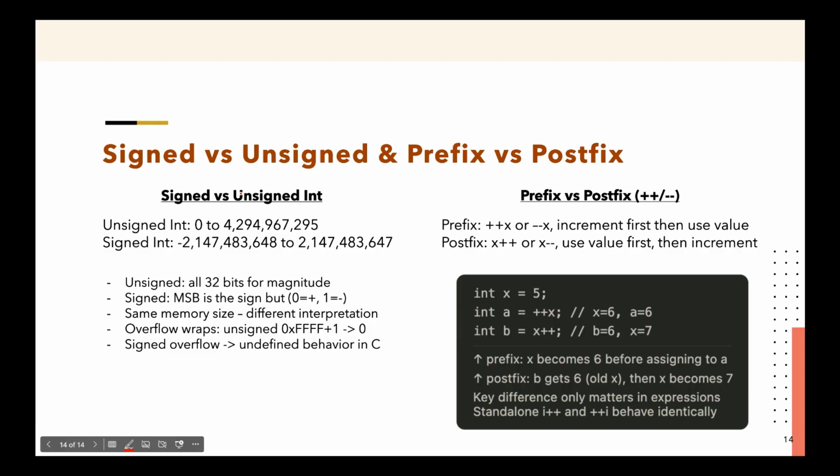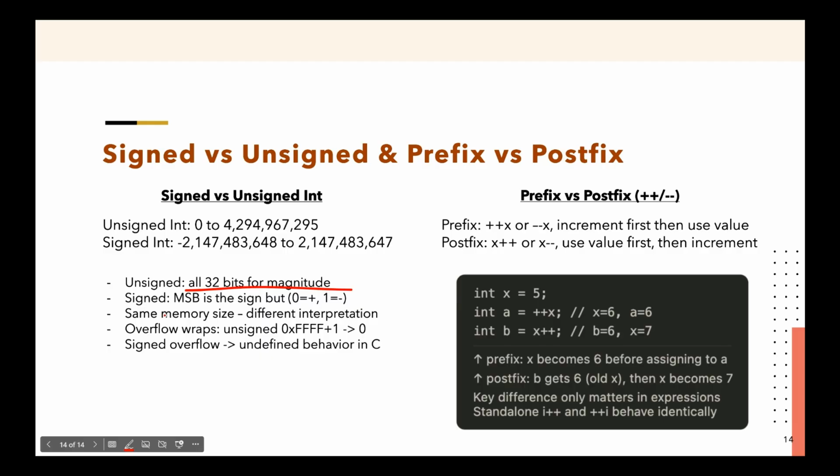Last thing, I don't really know why we put this in here, but I guess it's important to know as well. Signed versus unsigned ints have different representation ranges, which makes sense because if they're signed, you have to use half the range for negative numbers and half the range for positive. But if they're unsigned, you can just use all of it for positive. So you can see here, unsigned, all 32 bits for magnitude. If it's signed, the most significant bit will be the sign. Yeah, 0 is positive, 1 is negative.